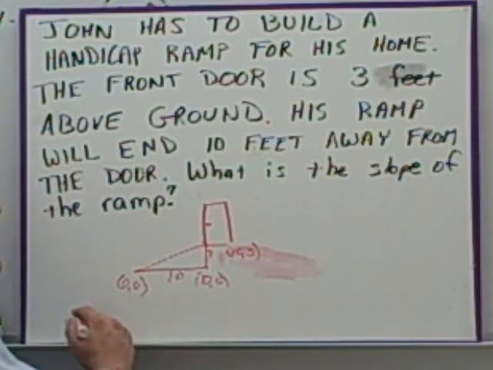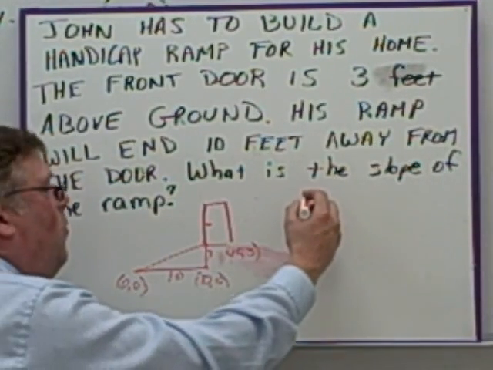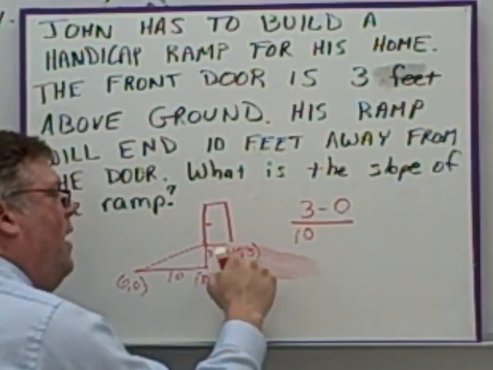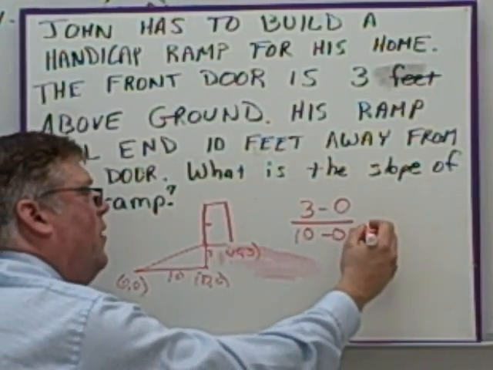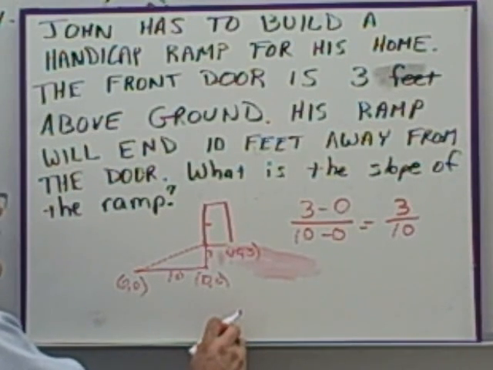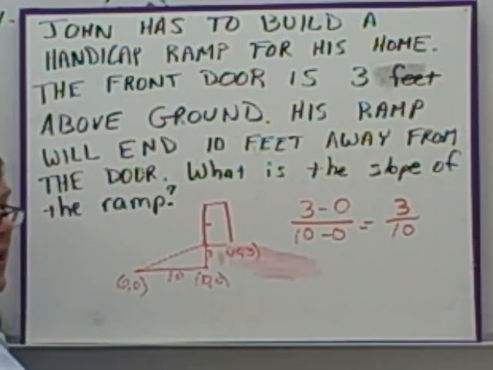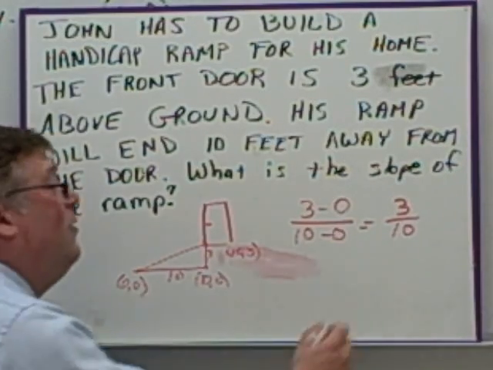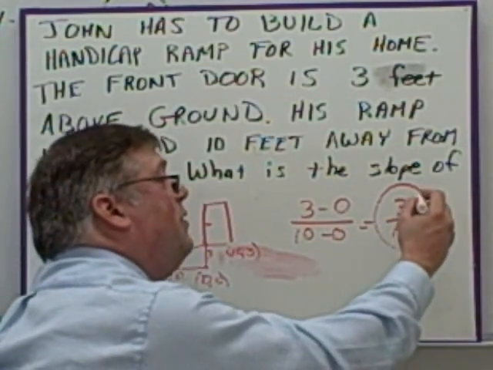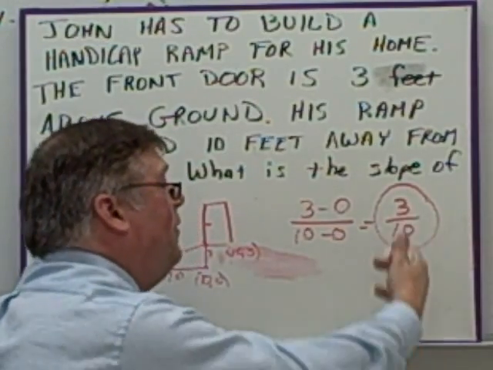Working with those 2 coordinates, I can now figure out what the slope is. The slope is going to be y minus y, 3 minus 0, over x minus x, 10 minus 0, which is 3 over 10. Can that be simplified? No, I leave it as a ratio. Don't convert it to a decimal. Slopes are ratios. They are fractions. Now, if this was a rate of change, we would definitely want to include the feet per whatever, but this is feet over feet.